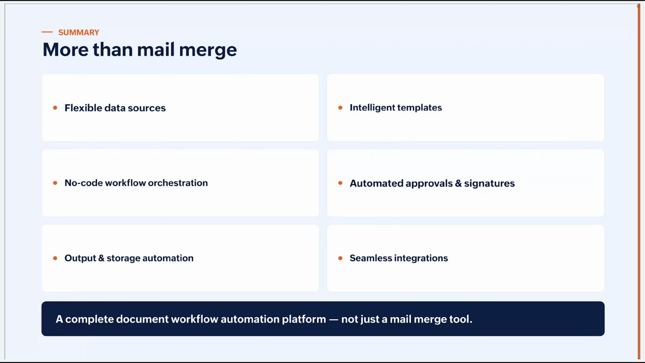Traditional mail merge tools usually stop at generating a document from a template and a data source, but Zoho Writer goes much further. It combines flexible data sources, intelligent templates, no-code workflow, automated approvals and signatures, output and storage automation, and seamless integrations with your existing business systems. So instead of simply generating documents, you're automating the entire document lifecycle from creation to delivery and everything in between. That's what makes Zoho Writer a complete document workflow automation platform and not just another mail merge tool.